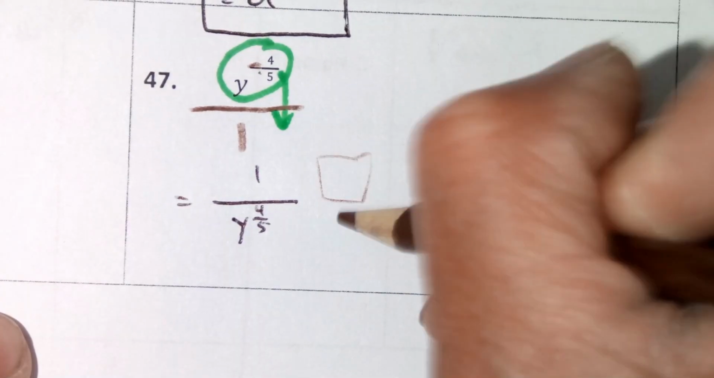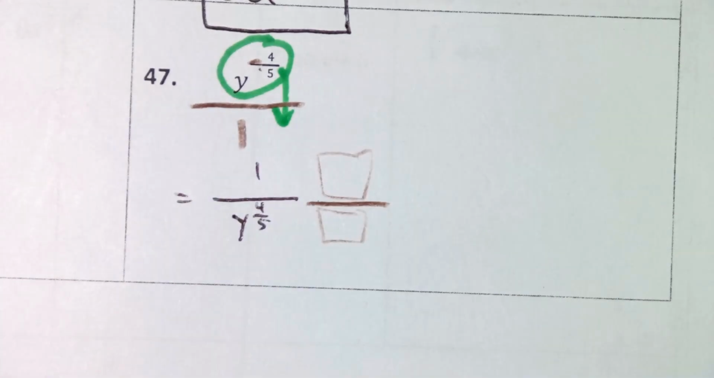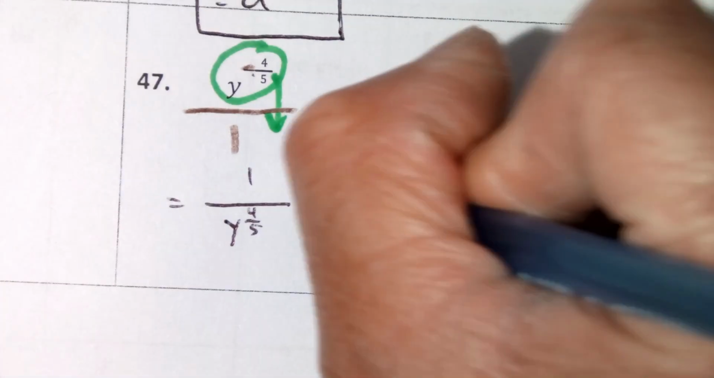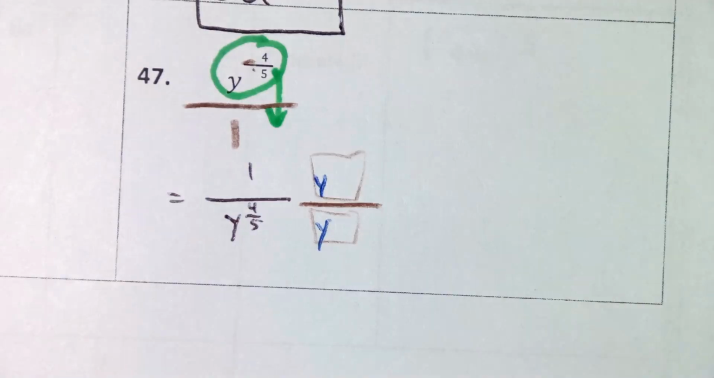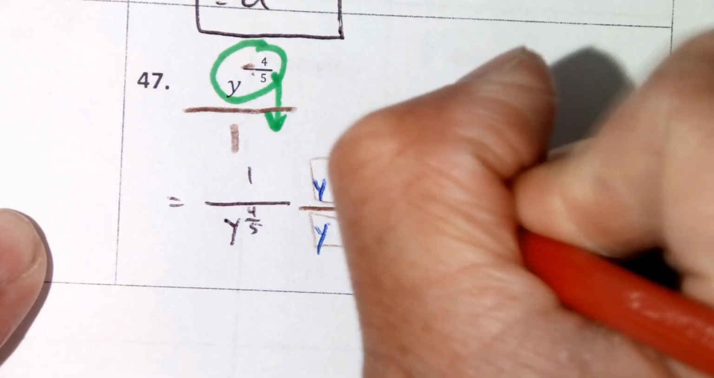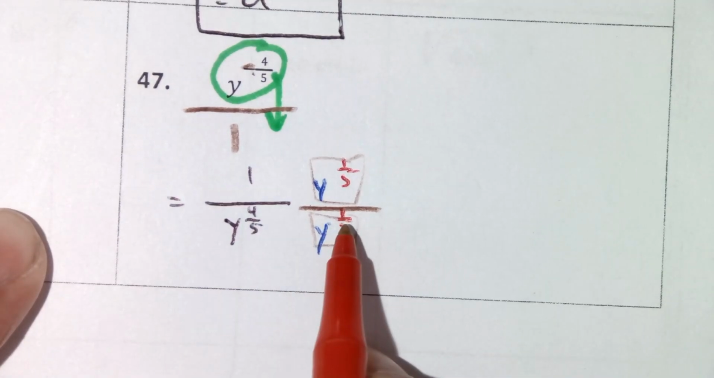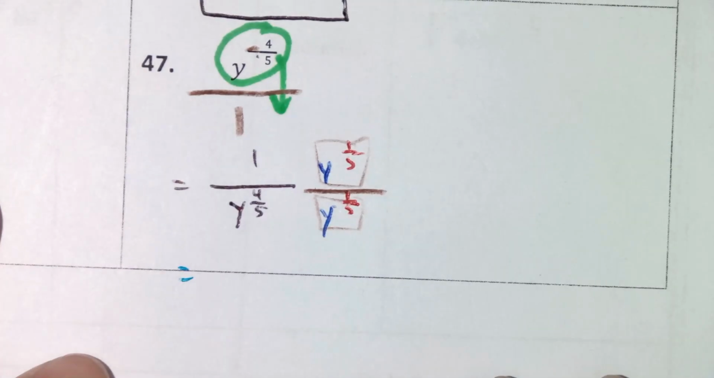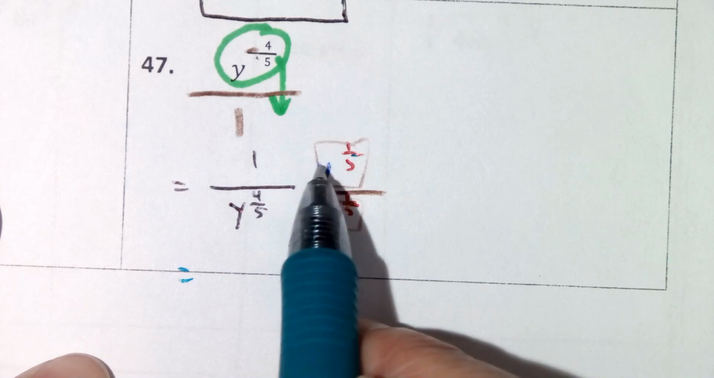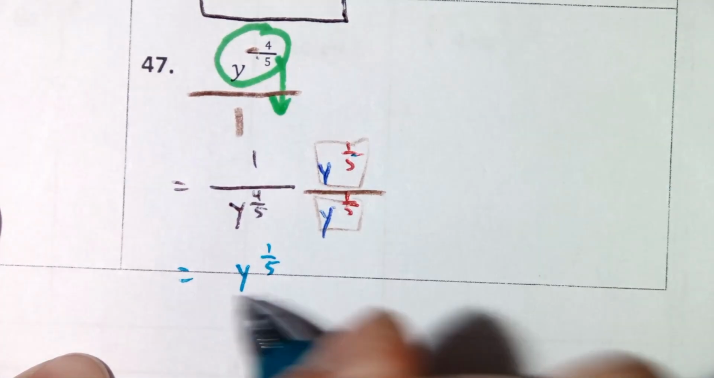Notice that it has no negative. Now we need to multiply by something here. It's going to be the same. It's going to be y to the something, so the 4/5 times something will equal what? Well, that's going to be 1/5. You have to come up with the 1/5 there. Okay, so if I multiply across, I get y to the 1/5.